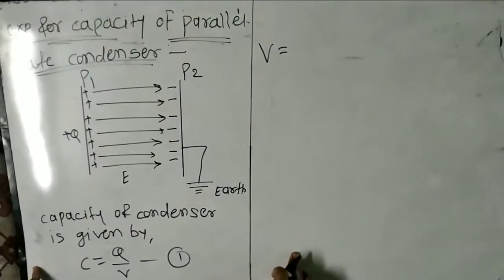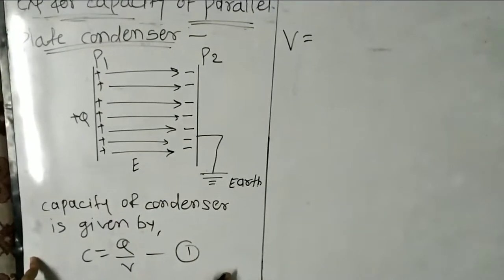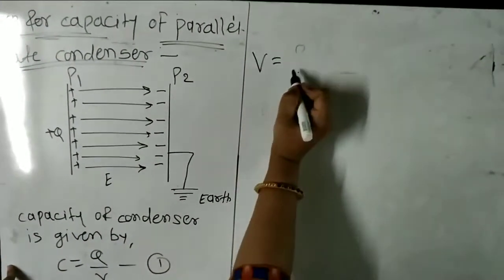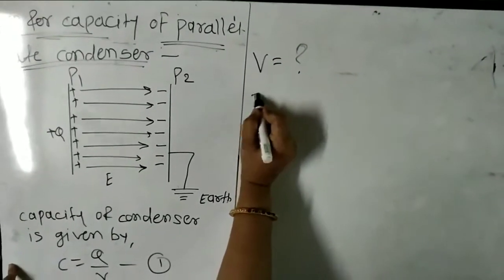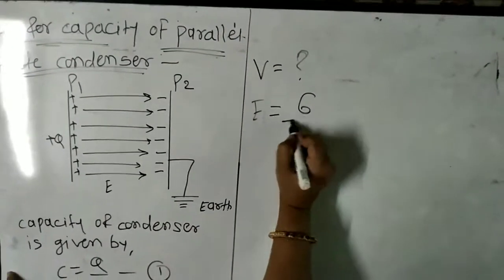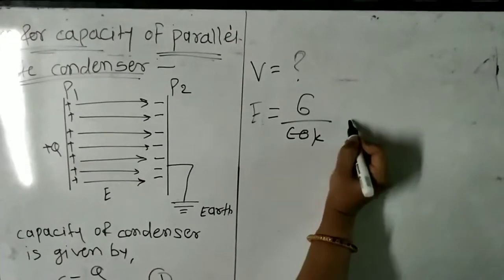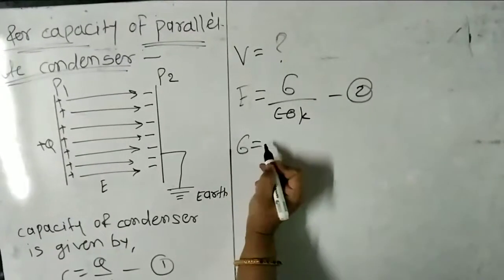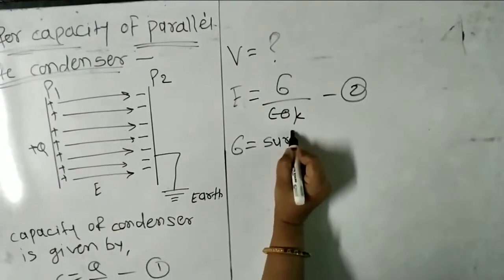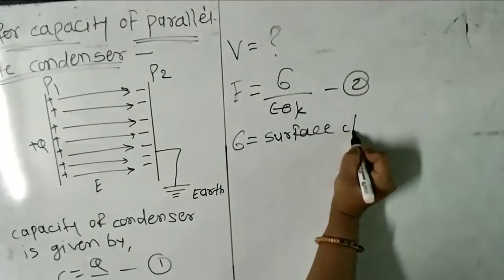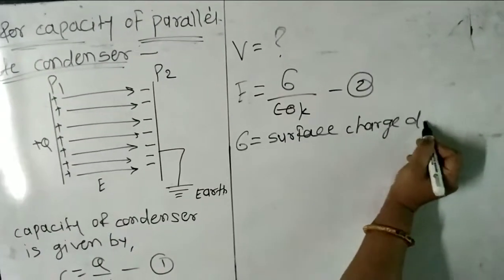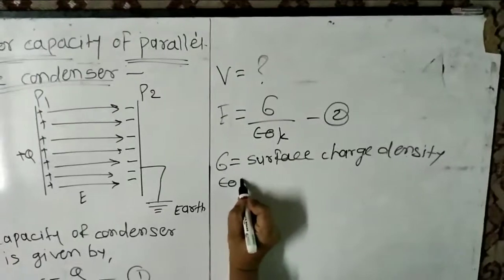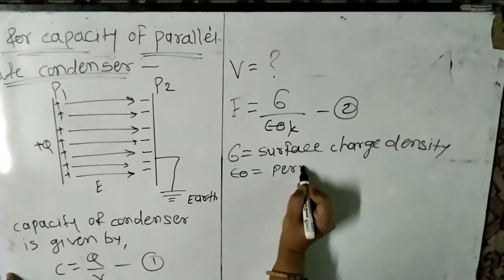Now, the electric intensity between the two plates is given by E, so E is equal to sigma upon epsilon 0 K. Equation number second, where sigma means surface charge density, and epsilon 0 is the permittivity of vacuum.